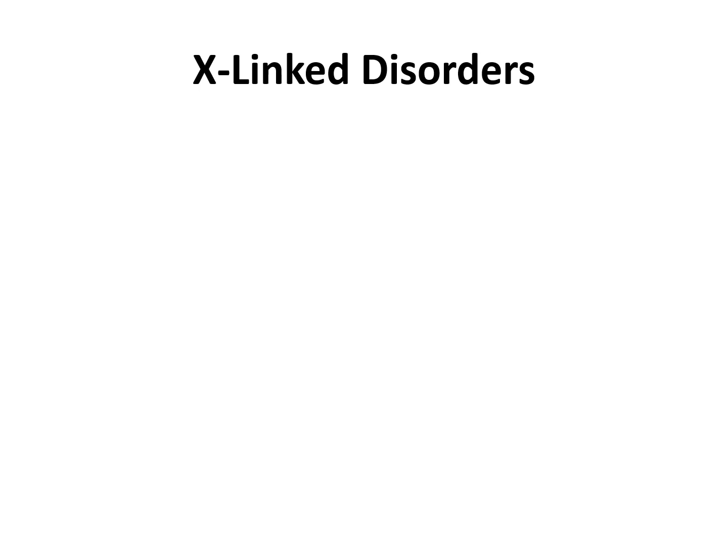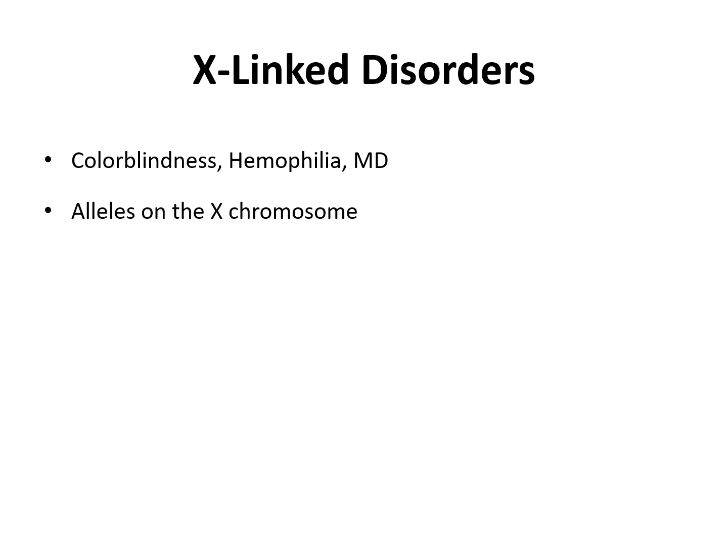Often the X-linked traits that we talk about are disorders where the alleles are found on the X chromosome. Some examples of these disorders are color blindness, hemophilia, and muscular dystrophy.